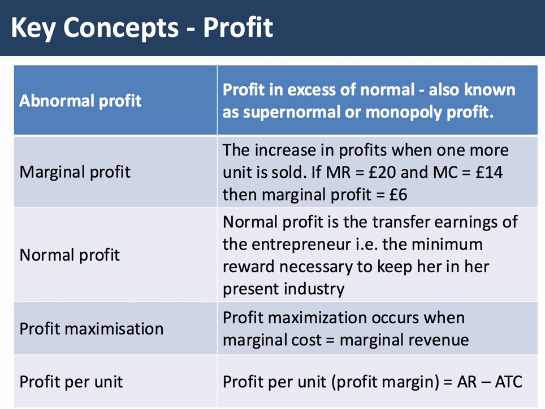Abnormal or supernormal profit is a higher return, a higher margin of profit, and that's when the price you're charging is greater than average cost, often associated with having monopoly power in a market, for example. Marginal profit is the profit from the next unit sold, and that equals the marginal revenue minus the marginal cost.